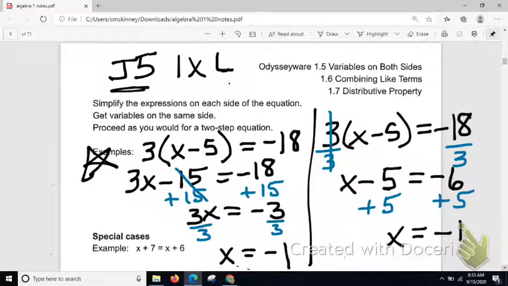So I'm going to show you a problem next that you can't do both ways. All right, so the next problem I'm going to show you cannot be done both ways. So getting ready to erase again.